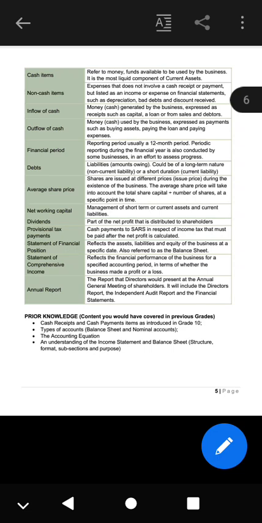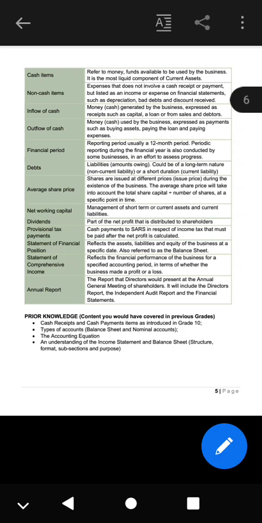Average share price. Okay, shares are issued at different prices, which we call the issue price, during the existence of the business. The average share price would take into account the total share capital divided by the number of shares at a specific point in time. So it's the total share capital divided by the number of shares at a specific point in time. That is the average share price. We usually consider the average share price when we are calculating the repurchase of shares.